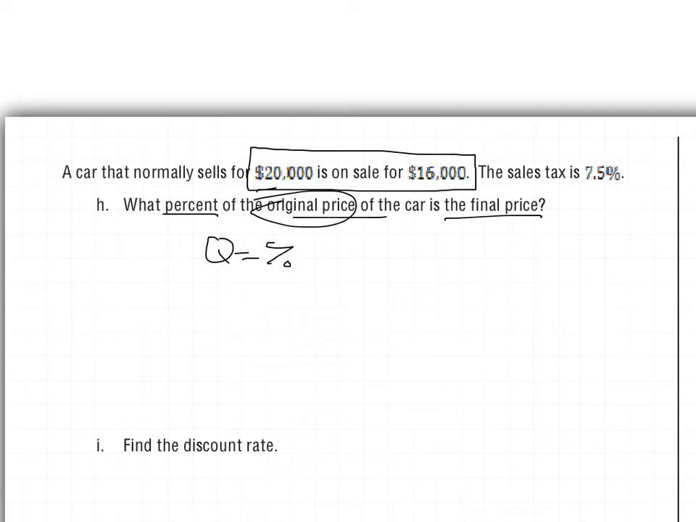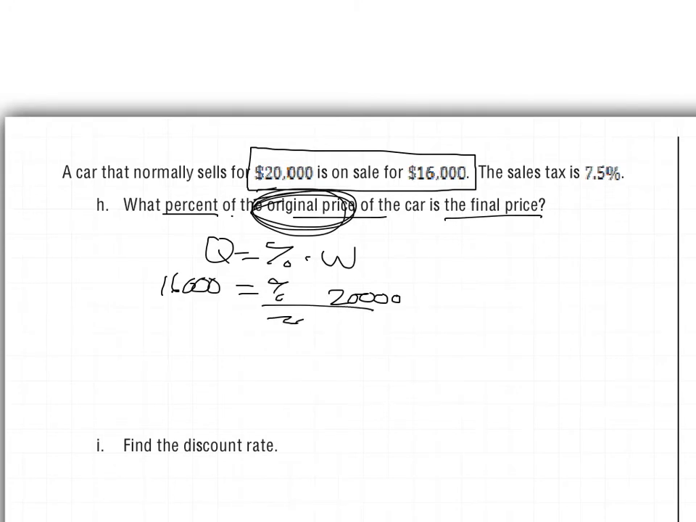Quantity is equal to percent times whole. This is percent of the whole, which is the original price, which is 20,000. And 16,000 is our quantity. To find our percent, we need to divide by 20,000. And that's going to give me 0.8 is equal to our percent, or 80%.